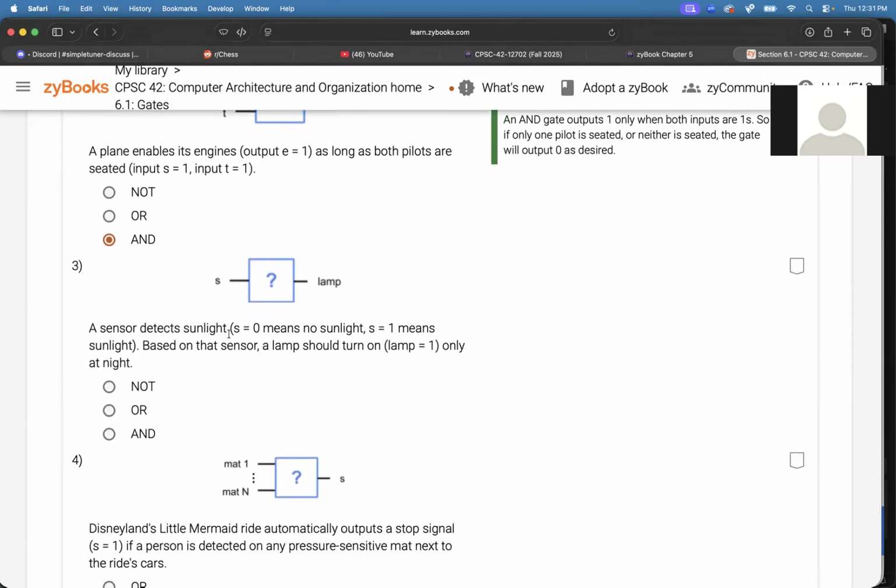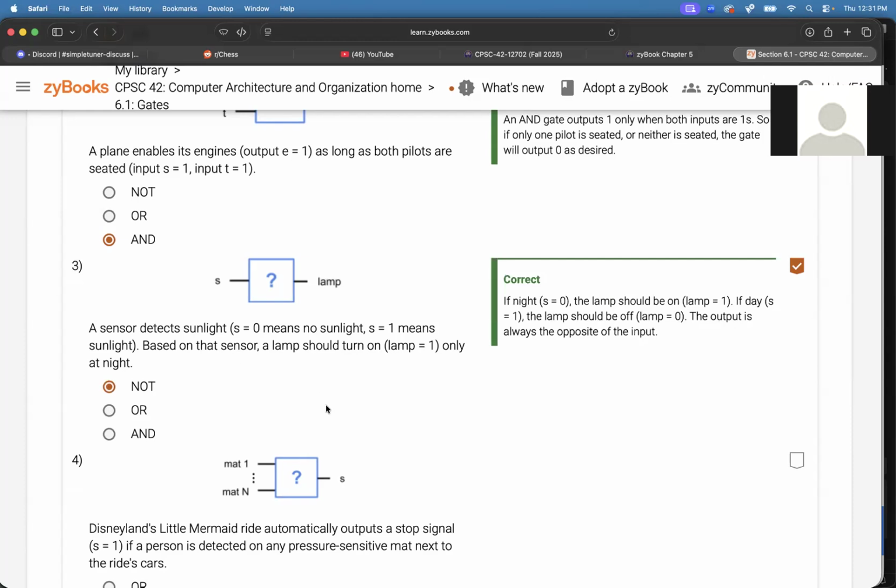So that's an AND. A sensor detects sunlight. 0 is no sunlight, 1 is sunlight. A lamp should turn on only at night. So if there's sunlight, we want no lamp. But if there's no sunlight, we want lamp. So if sunlight is 0, lamp is 1. If sunlight is 1, lamp is 0. So that sounds like a NOT gate.